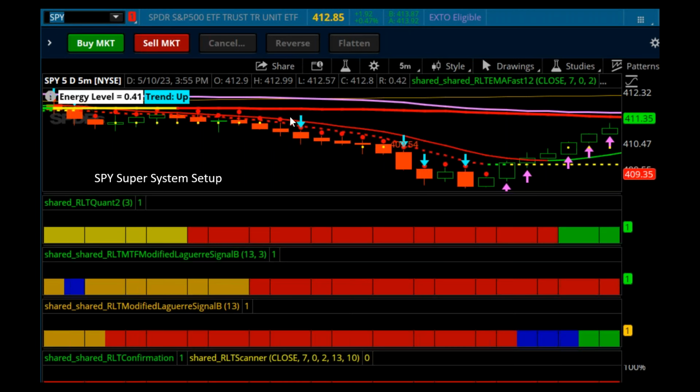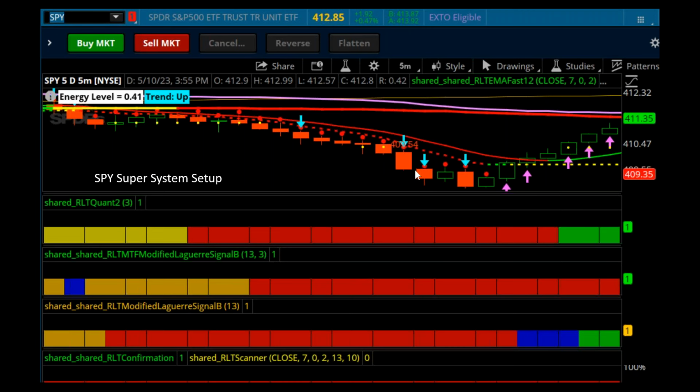What I was looking for was a pop out of the box symbol and a breakdown off of the 15 EMA. I want everything red. And I also had the market internals in my favor to the bullish side. So that's where we took the SPY super system right here. I would only be in this for four or five candles and that's it. And I'm going to get out.